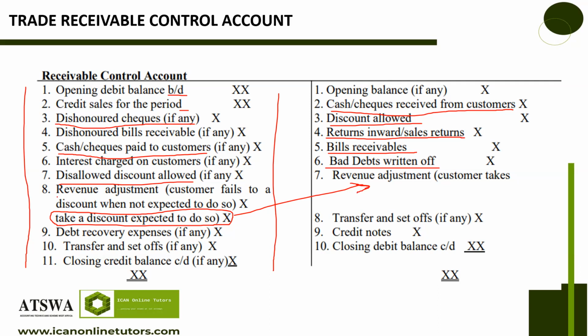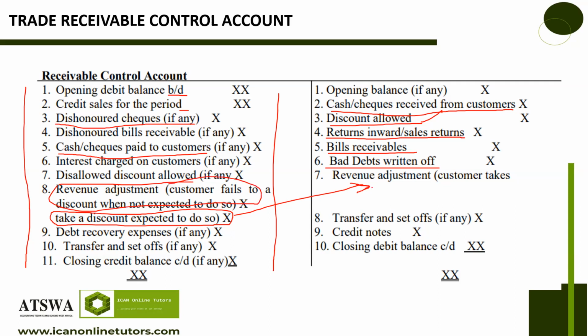So on the revenue adjustment, customer takes a discount when not expected to do so. He has taken the discount before, right? We were talking about discount allowed, and we said if it is discount allowed, you use it to reduce. But in a situation where we did not even allow the guy to take a discount, but he has already applied the discount himself, the difference that he took himself, we are going to take it back from him and add it to the amount that is owing us. You can see that this one increases the amount the guy is owing us.